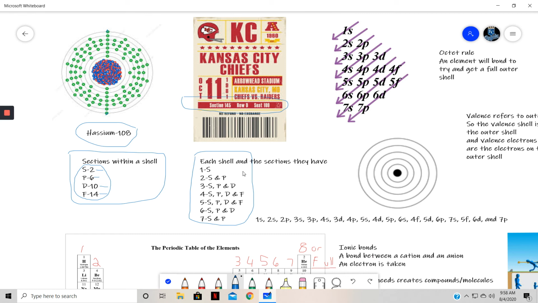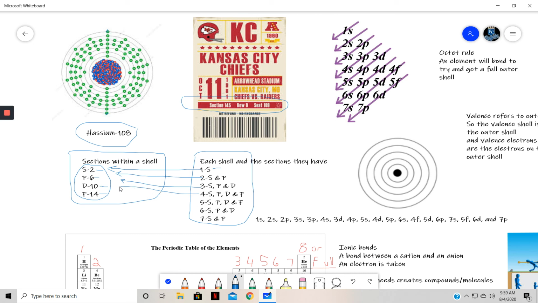This is a list of the rings and the sections that they hold. So for example, the first ring has an S section, and that's all it has. So if you look back over here, then the first ring can only hold 2 electrons. The second ring has an S and a P section, so it can hold 2 and 6, so 8 electrons. So the second ring can hold up to 8 electrons. The third ring has an S, P, and a D section. So it can hold 10, 6, and 2, which would be 18.